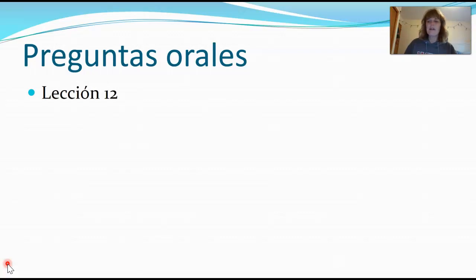¿Prefieres barrer el suelo o hacer la cama? Repito la pregunta. ¿Prefieres barrer el suelo o hacer la cama? ¿Qué prefieres? Yo prefiero hacer la cama. Una pregunta más.